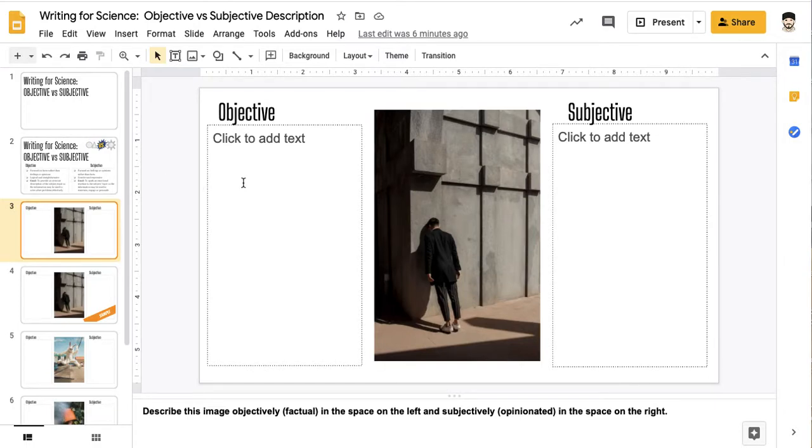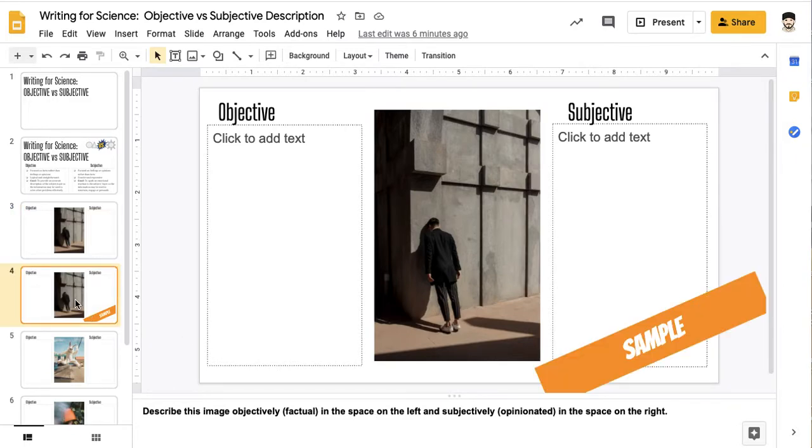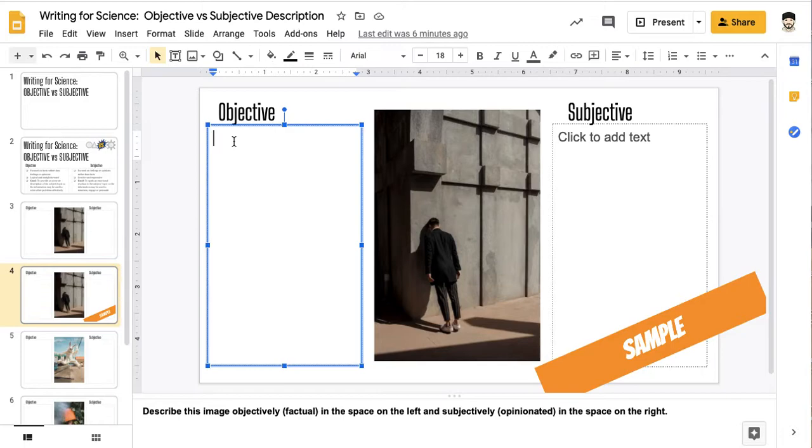So if we look at this image here in the middle, what we're going to need to do is describe this image objectively in the space on the left and subjectively in the space on the right. Here's a sample, and I'm going to write it right here in the middle of the video so you can see how it's even difficult for me sometimes, even though I'm crazy old and I've done this a lot of times, it can still be challenging to write objectively and then also subjectively.